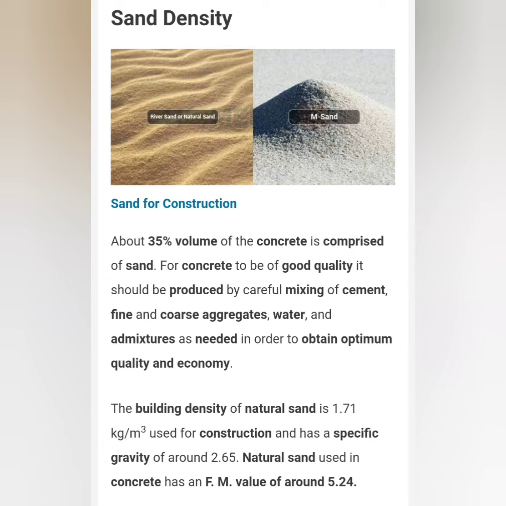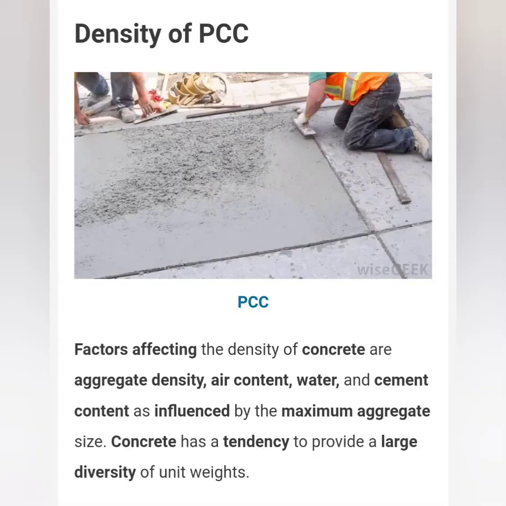Now let us calculate the quantity of aggregate. 0.28 into 3 is equal to 0.84 cubic meter. Here 3 is the proportion of aggregate in M20 grade concrete. The rate of aggregate is 800 rupees per m cube. Hence the amount of aggregate required shall be 0.84 into 800 is equal to 672 rupees.